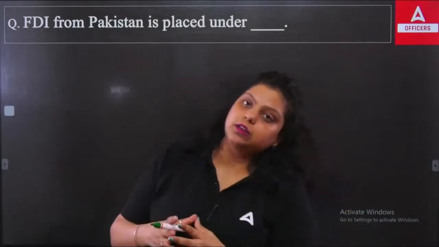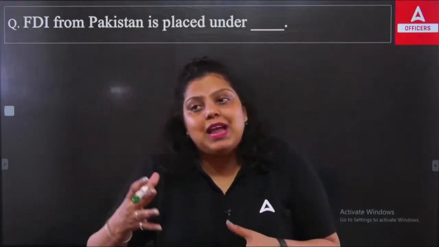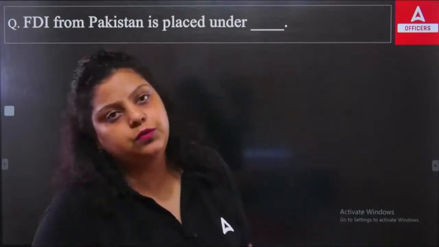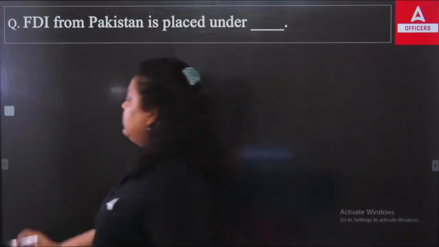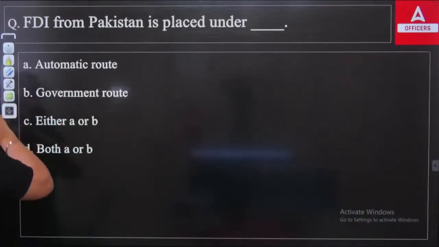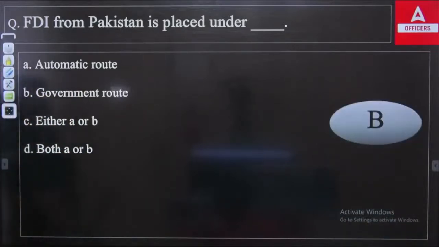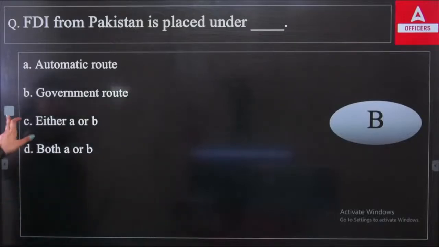So those sectors which come under risky sectors, or which can create a certain kind of national security issue for our country, are defined such that you need to have permission from the government prior to investing in the country. So that's why FDI from Pakistan goes to the government approved route. Okay, so if any company wants to come to India from Pakistan, first they have to take government permission, then they can start their investment in the country. Okay, so the right answer is option B.